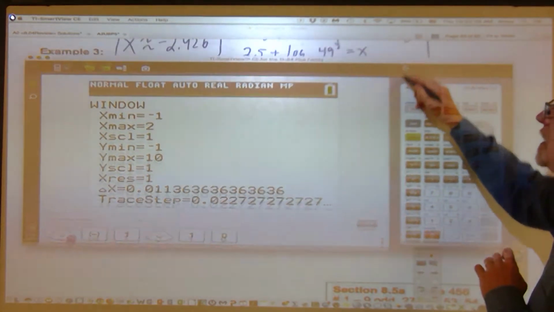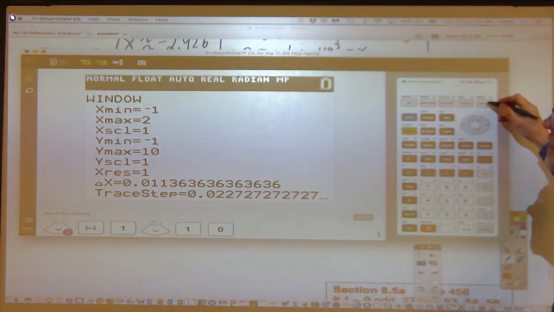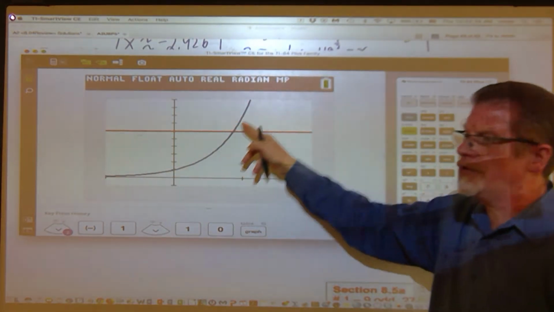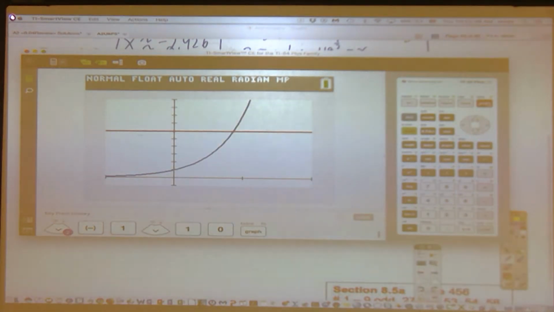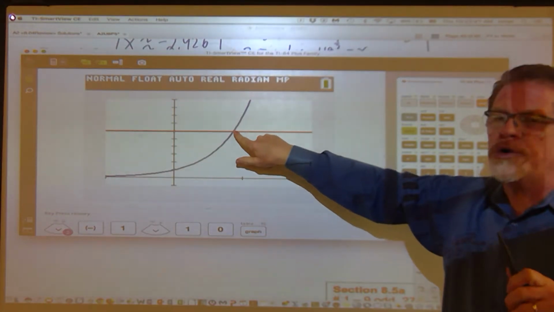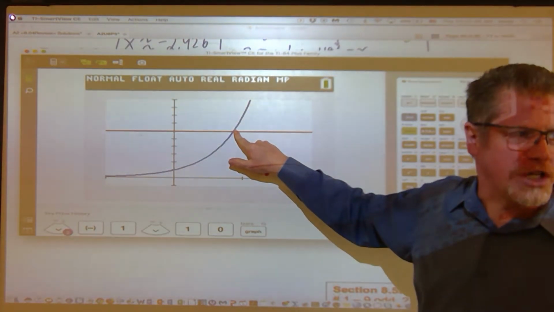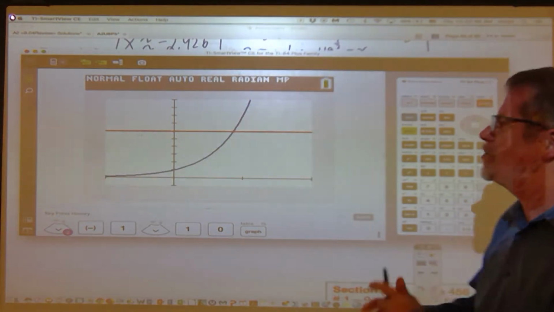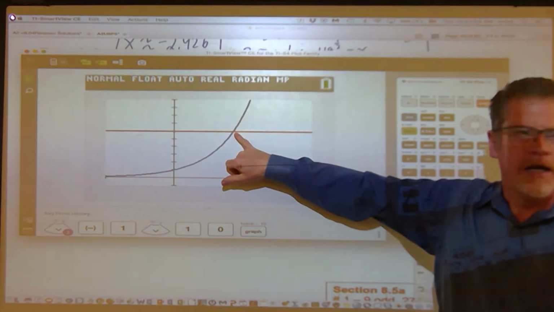I'm hoping to get an exponential growth curve and a horizontal line that intersect. Oh, that's exactly what's happening. We have an exponential growth curve and a horizontal line that intersect. And whatever the x-coordinate of the point of intersection is will be the solution. What button should I press on the calculator to find the x-coordinate of that point of intersection?